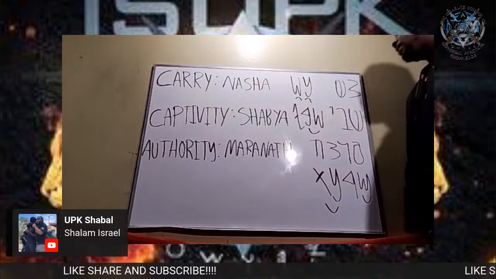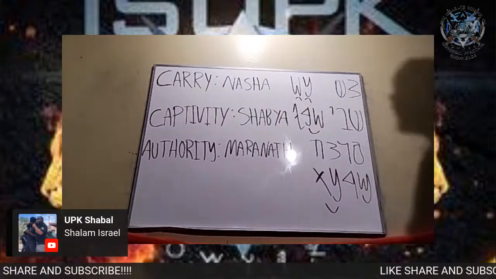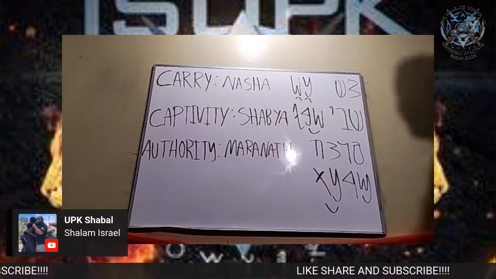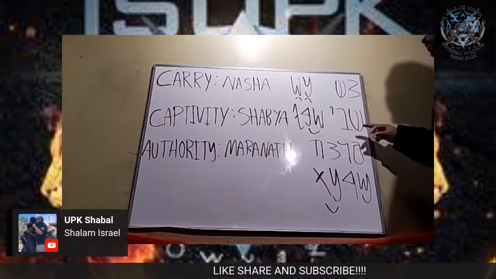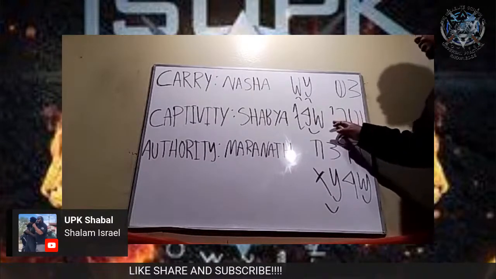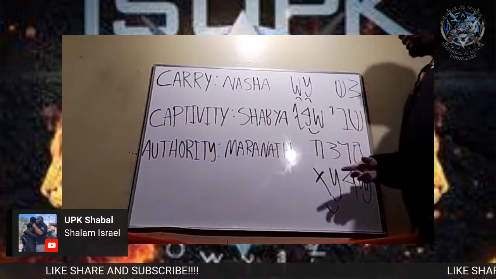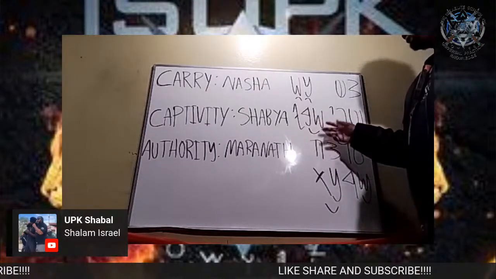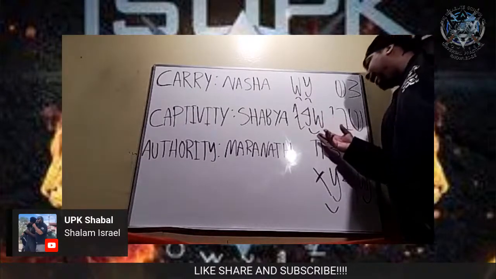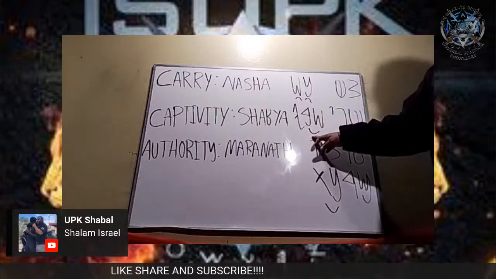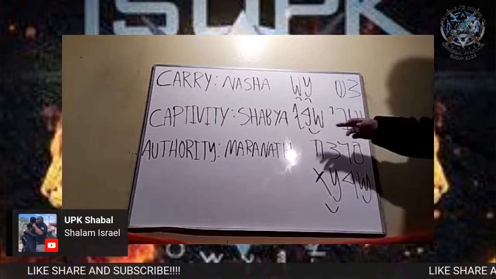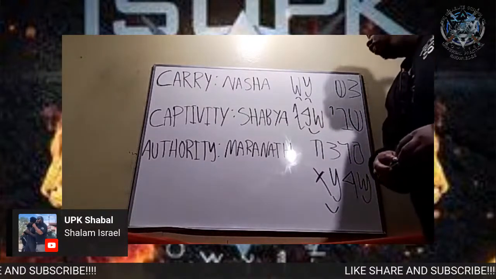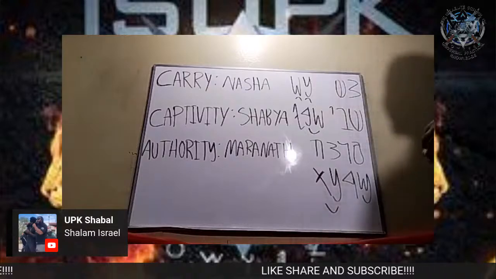Next, we have captivity, which is Shabya. You understand? Shabya. Assyrian spelling over here, you have your Shah, Ba, and Ya characters. To the left of that, your ancient spelling. Shab, the Shah and Ba characters mesh together or connect together, hence the connector right here. Ya, you understand? Shabya. Next, we have authority, which is Maranath.